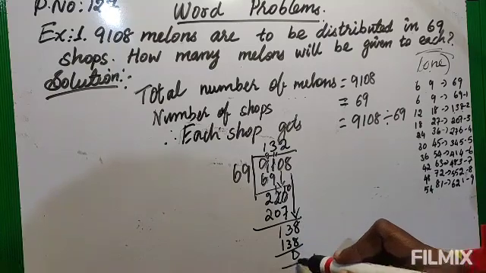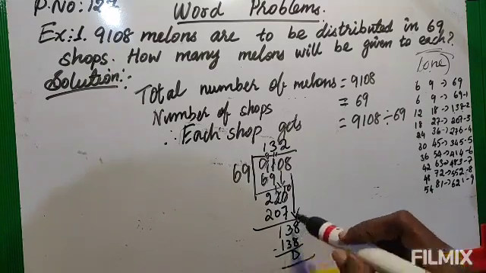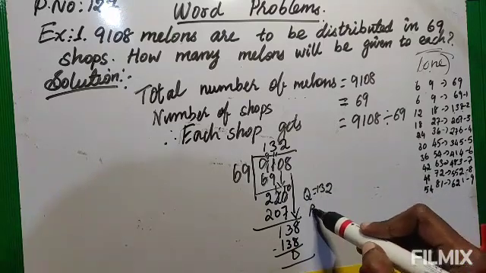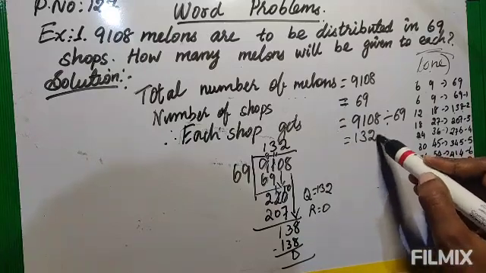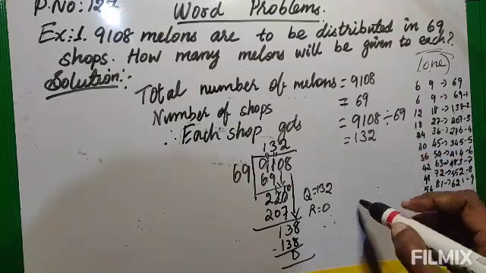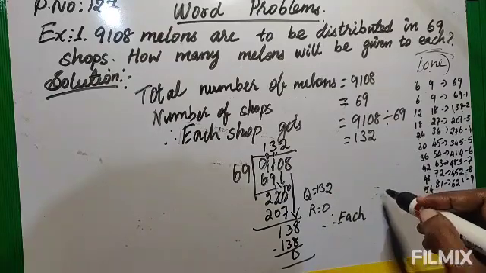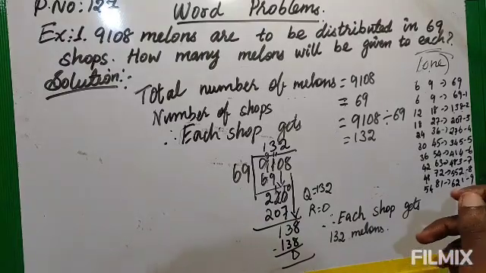Okay, so 8 minus 8 is 0, 3 minus 3 is 0, 1 minus 1 is 0. So here you are getting the quotient 132 and the remainder 0. So the answer is 132. Now last, you have to write the answer. Therefore, each shop gets 132 melons.